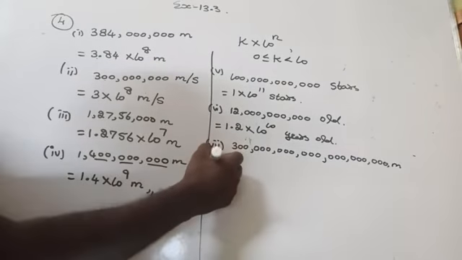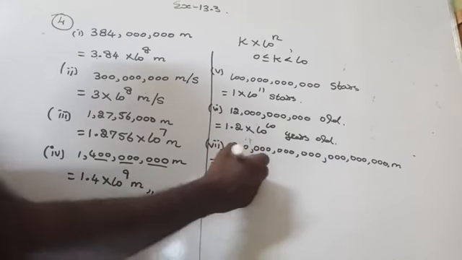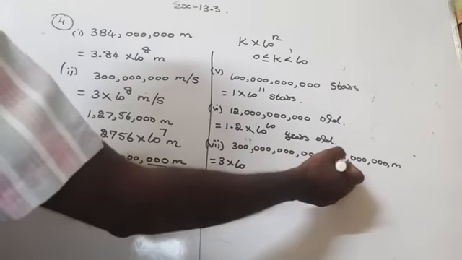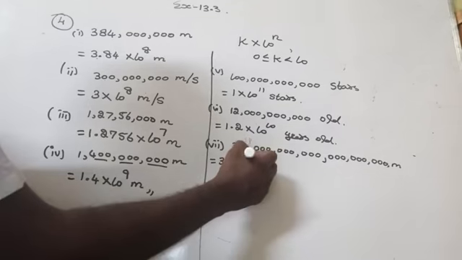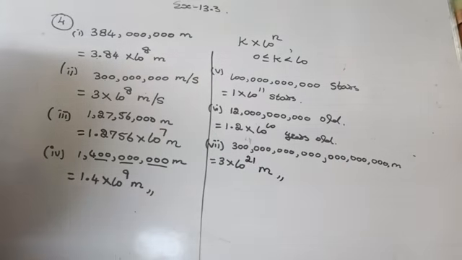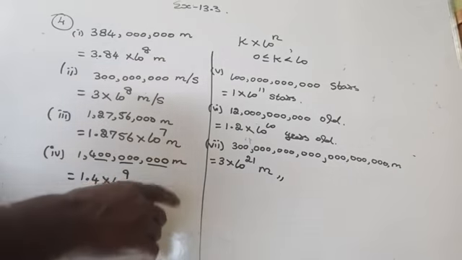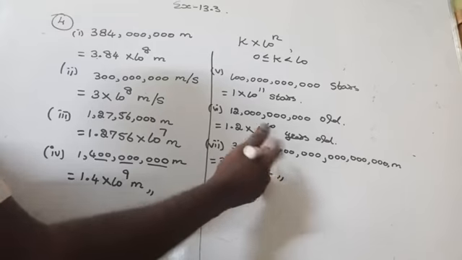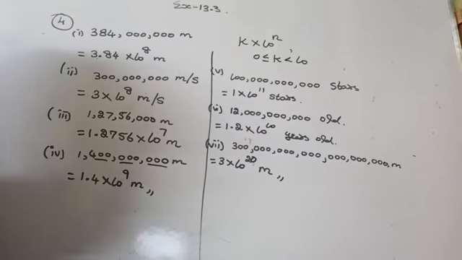So how will you express this one? 3 into 10 to the power of, after 3 how many digits are there? 2 plus 3, 5, 5 plus 3, 8, 8 plus 3, 12, 12 plus 3, 15, 15 plus 3, 18, 18 plus 3, 21. So 3 into 10 to the power 21 meter. Am I right? 18, 3, 6, 9, 12, 15, 18, 20. Sorry. 3 into 10 to the power 20 meter. Am I right? Yes.